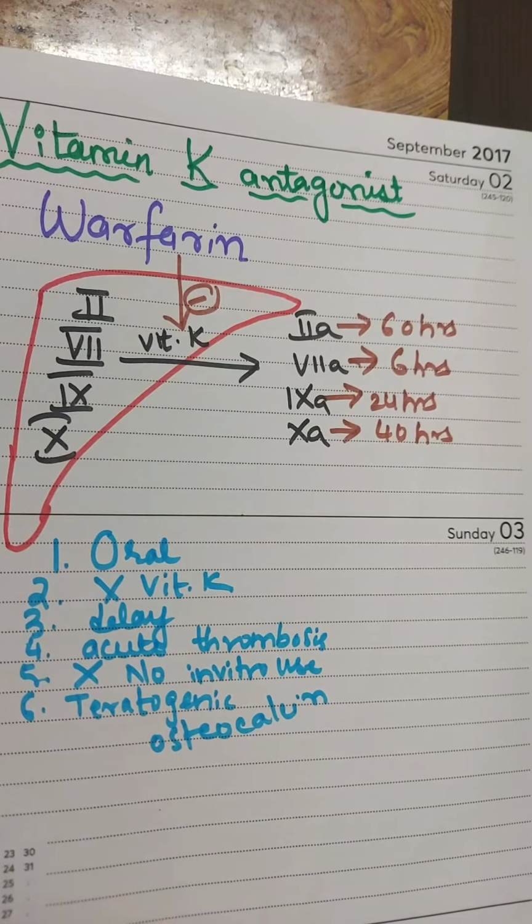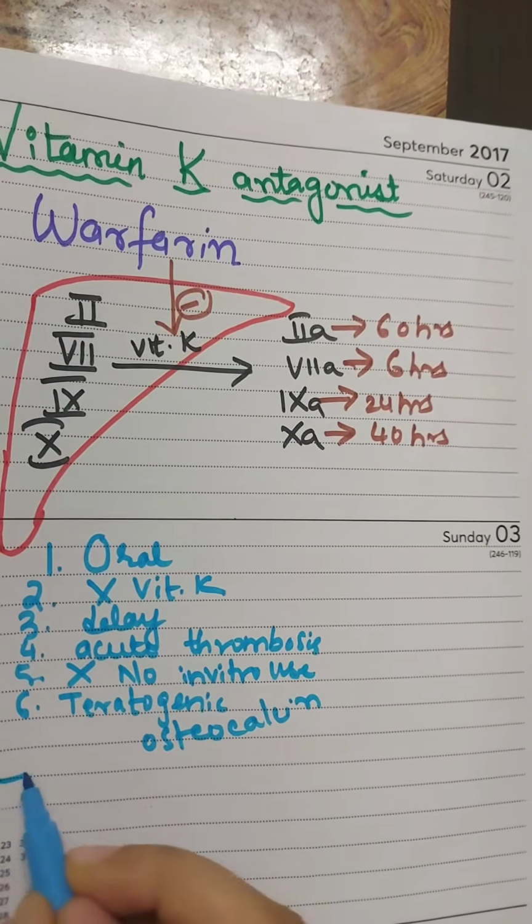So what happens here is that bone growth is not seen because osteocalcin is not activated. As a result, there will be a decrease in the size of the skull. There will be a decrease in the size of the nasal bone, or the nasal bone is not formed properly. Eye bones are very small, and so on and so forth. So basically, warfarin is contraindicated during pregnancy.